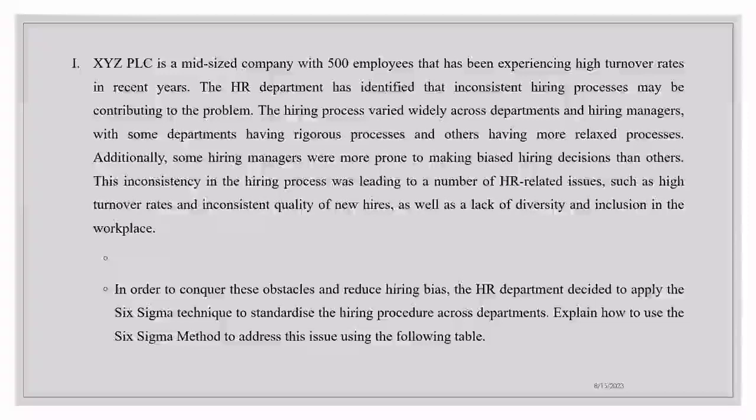In order to conquer these obstacles and reduce hiring bias, that is the ultimate target of the organization. The HR department decided to apply the Six Sigma technique to standardize the hiring process across the departments. The HR department has taken decisions to streamline that hiring process, and for that, they are going to use the Six Sigma technique.